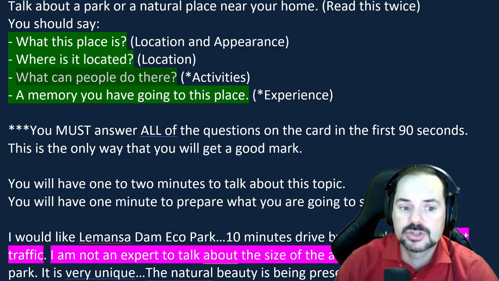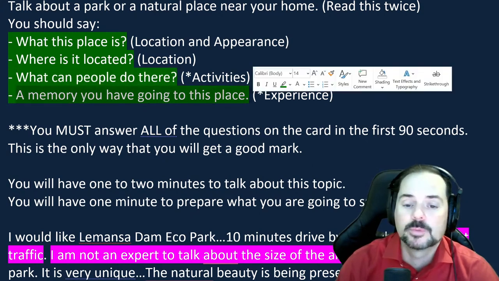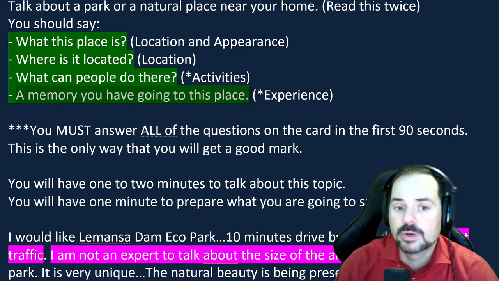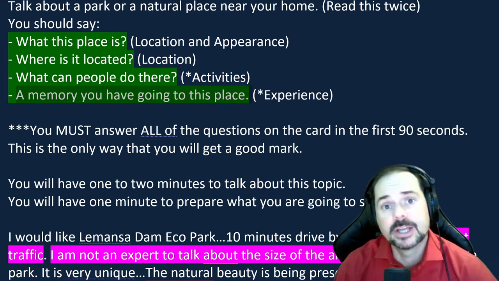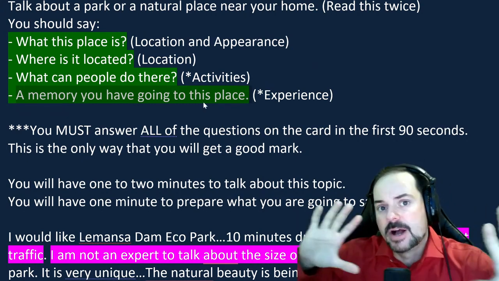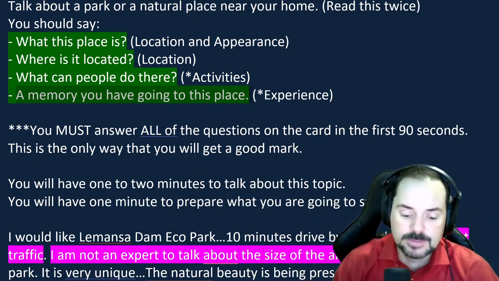People can take pictures there and go for hikes. I was there last week with my children. We had a great time. Then often what happens is the examiner is still looking at the person like, okay, and so you have to kind of find that balance, right? You have to speak enough.